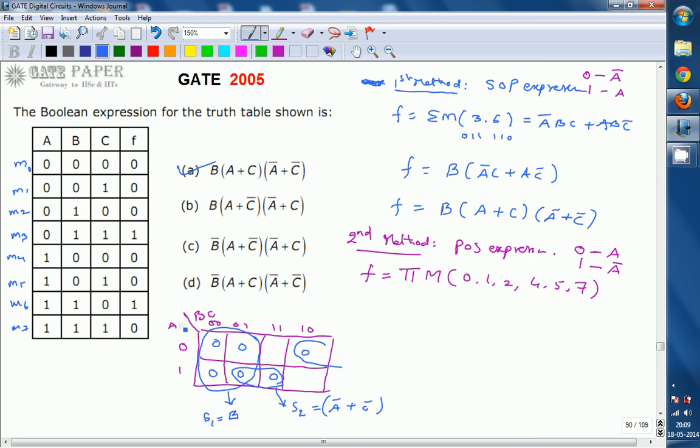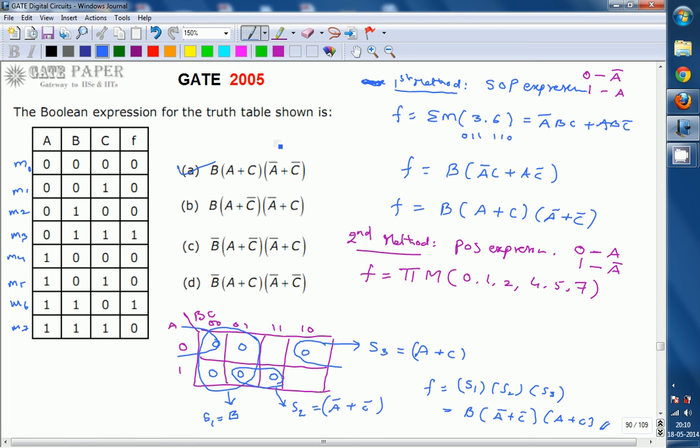The third sum term is obtained like this. If you minimize these two, sum 3 is A equal to 0 and C equal to 0, which is A plus C. So F can be written as the product of sums: sum 1 multiplied with sum 2 multiplied with sum 3. Sum 1 is B, sum 2 is A bar plus C bar, and sum 3 is A plus C. So you will get the same expression as above.